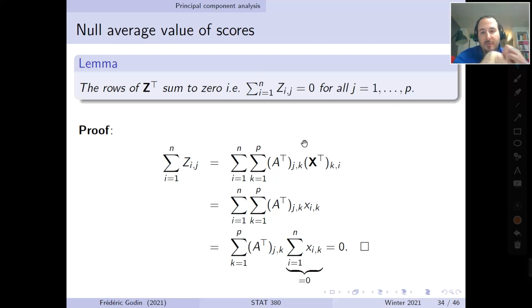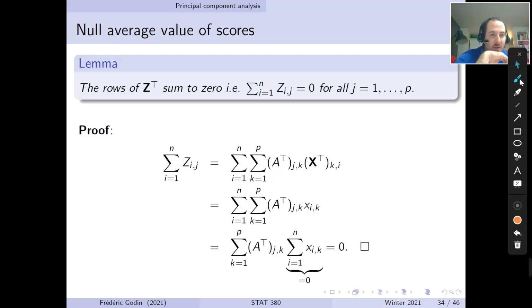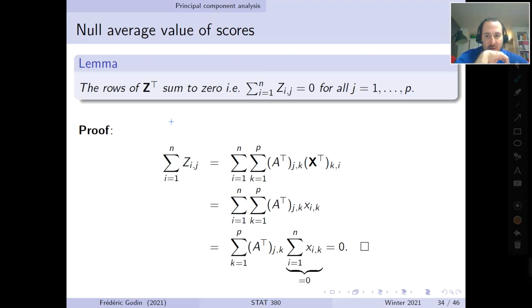So here is the proof. The proof is as follows. The sum across all observations of Zij, here we can replace Zij by the sum across all predictors of A transpose Jk times X transpose Ki. So how do we see that? We can recall the following formulation. So Z transpose is equal to A transpose X transpose.